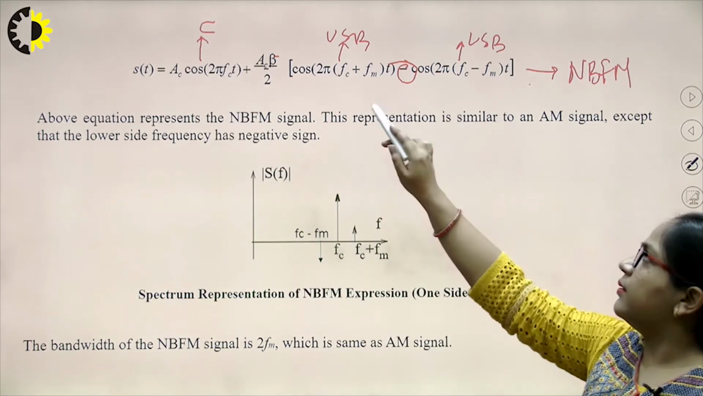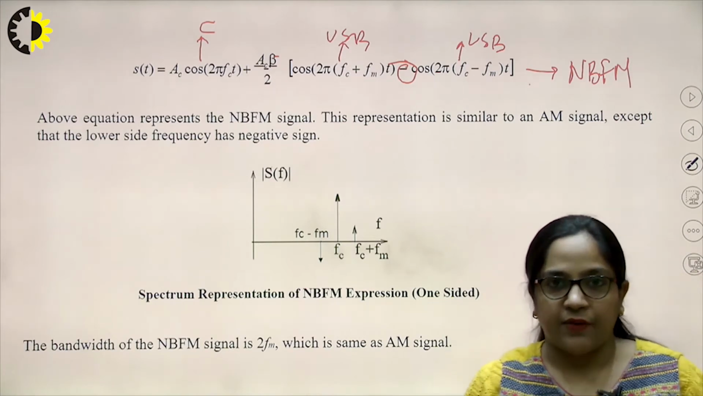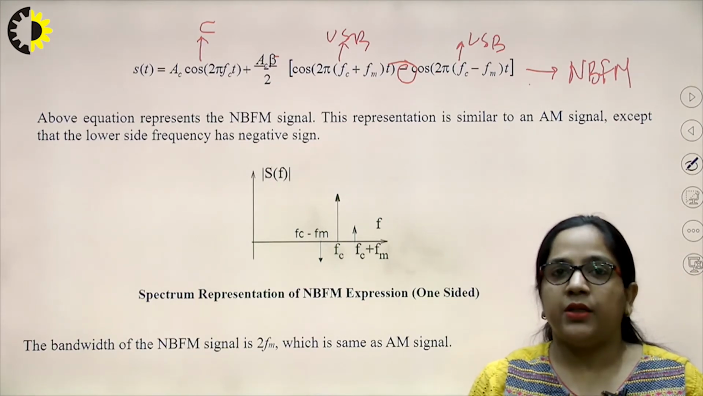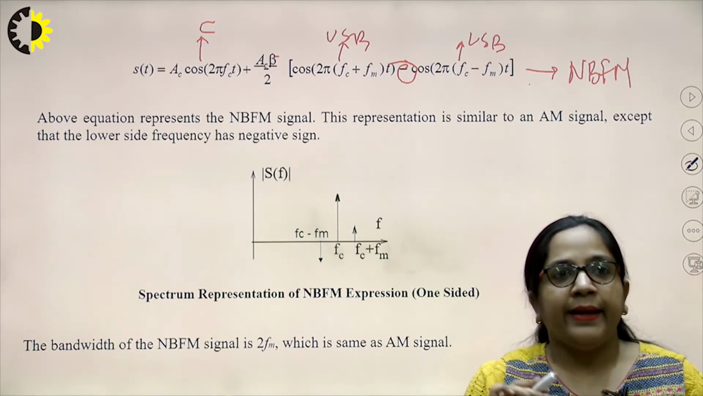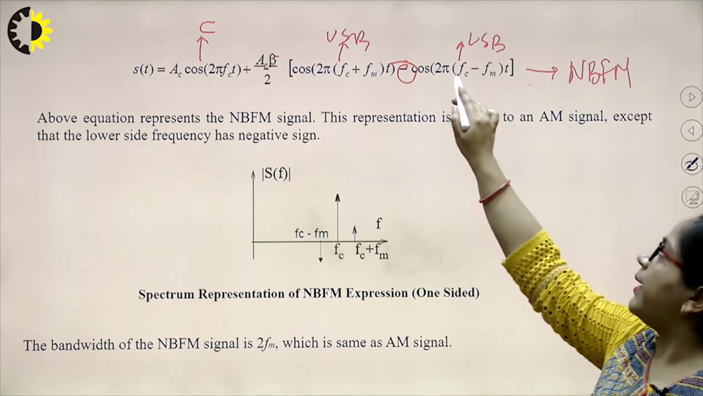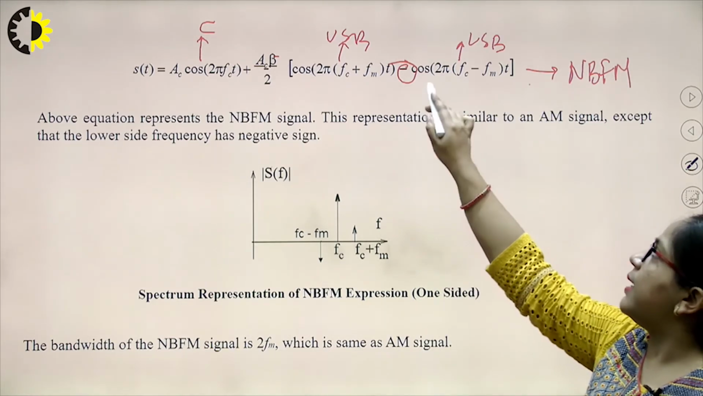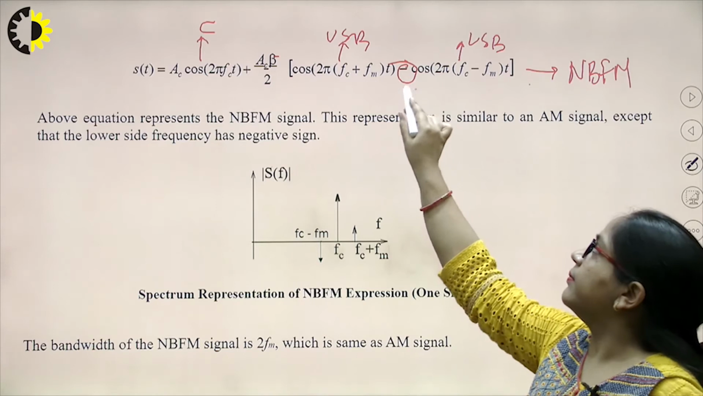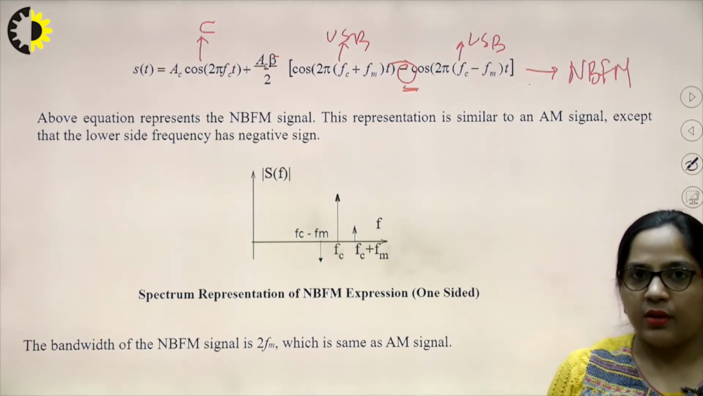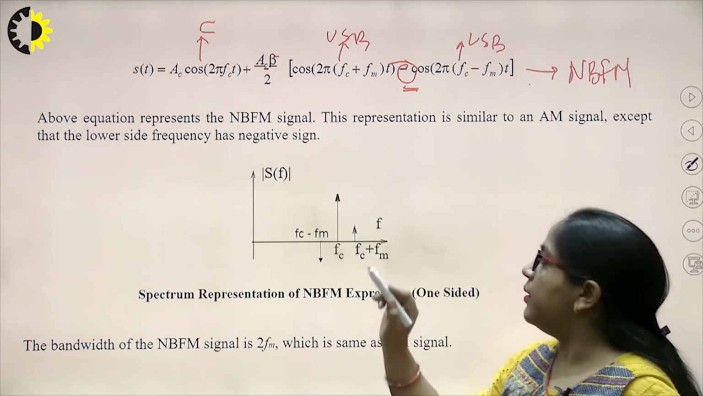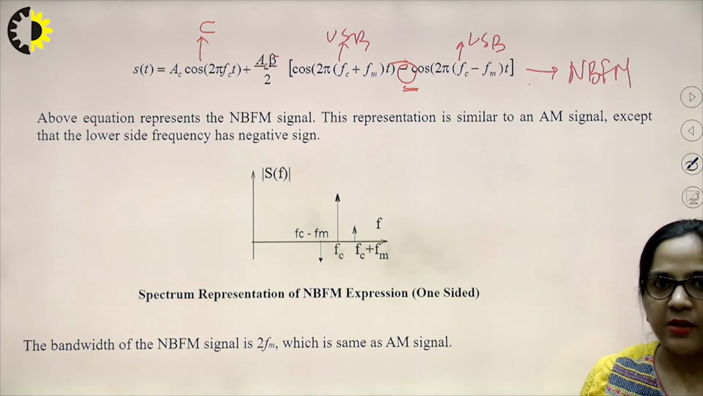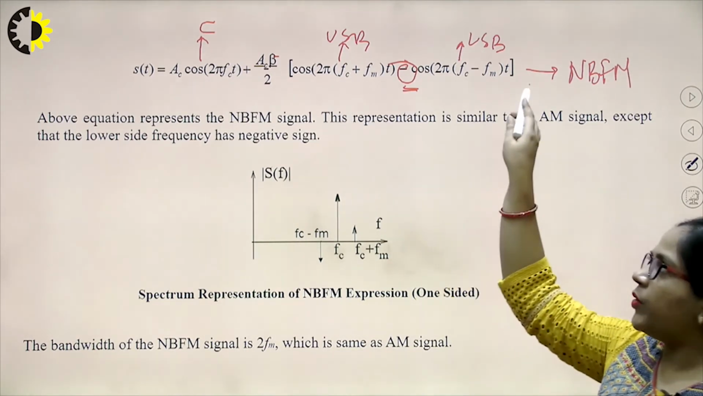So, this expression of NBFM that we have obtained is very similar to the expression of an AM signal, except that the lower side frequency has a negative sign. If we want to represent this in the form of a spectrum, we can draw the spectrum by taking the Fourier transform of this equation.